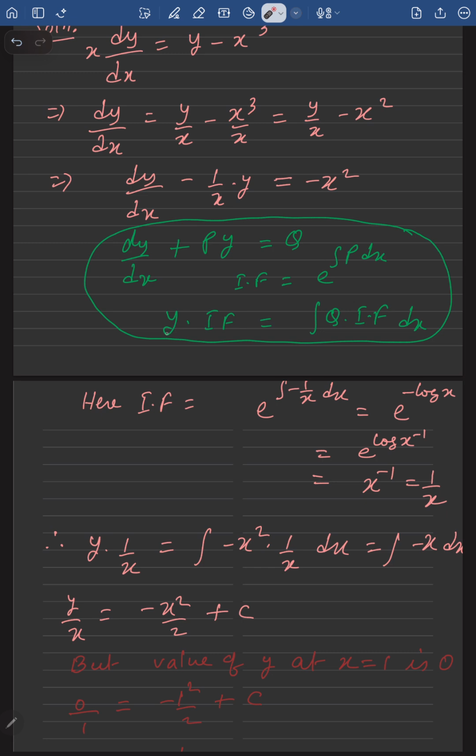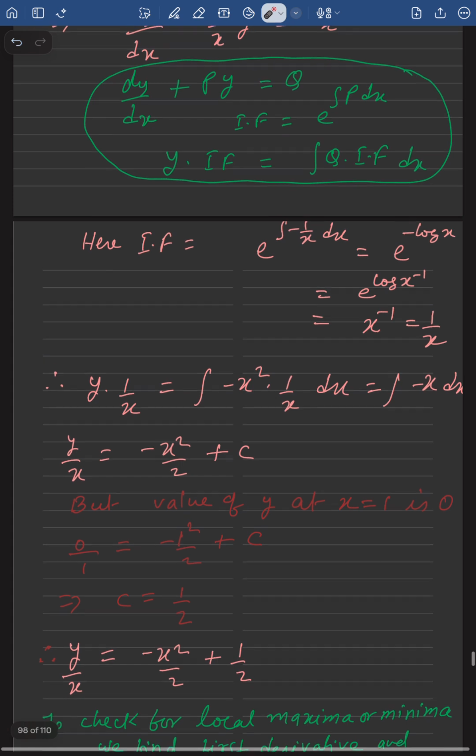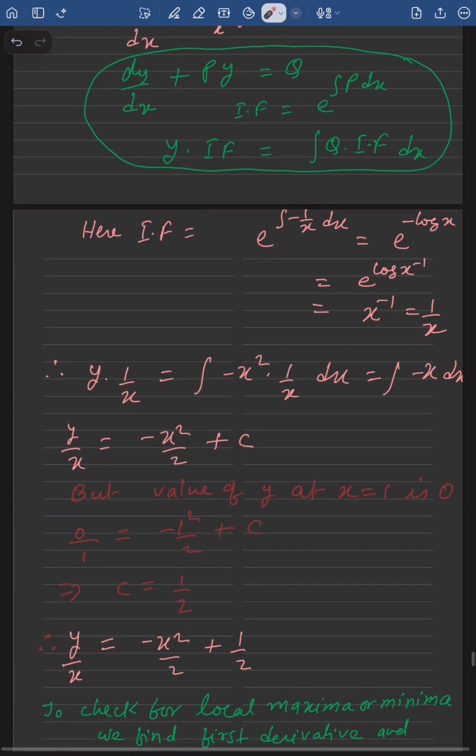So you can write y into the integrating factor, that is y into 1 upon x, equals the integration of q, which is minus x square, into 1 by x into dx. When you simplify this, you will get minus x dx, and after integration you will get minus x square upon 2 plus c. Some constant is there when integrating any function if you have no definite integral.